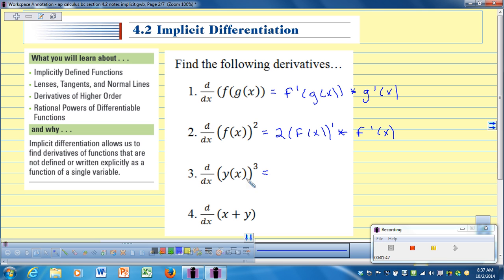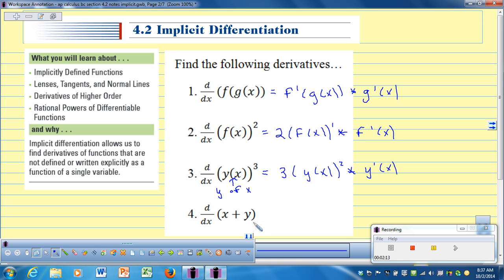Same idea. Please note that that's not y times x, that's y of x. So Bridget, can you help me with that one? Y of x. Yep. Times y prime of x. Yep. Good. And then finally this last one.